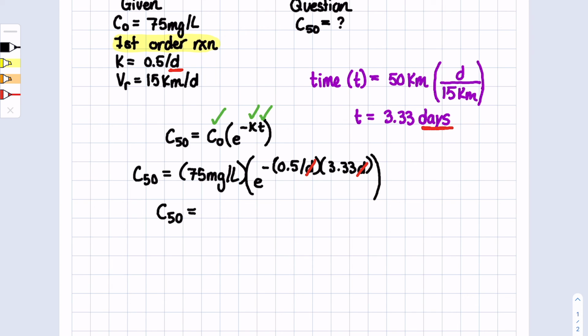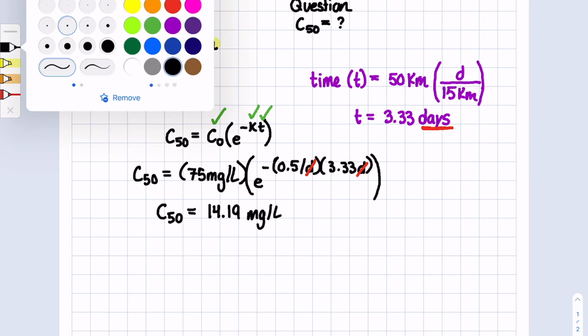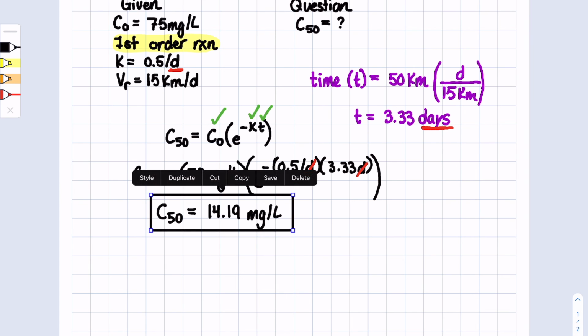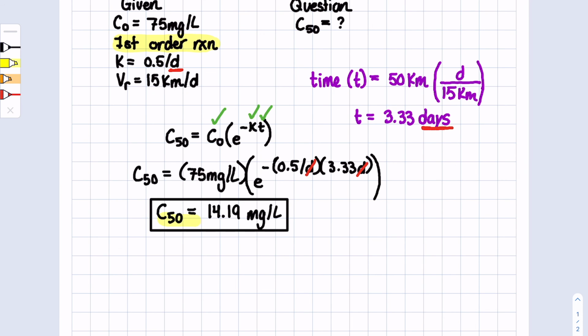So our concentration at 50 kilometers downstream, I calculated out to be 14.19 milligrams per liter. And that is our final answer for this short question on BOD concentrations.